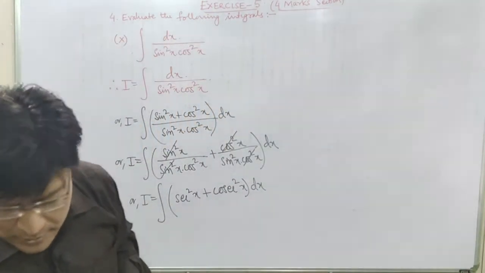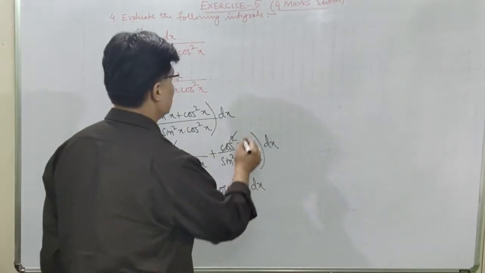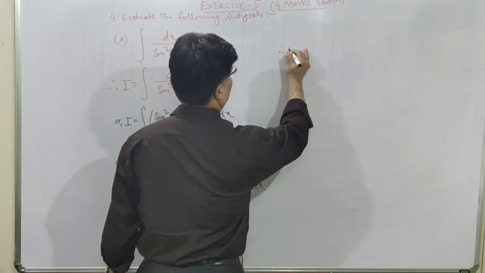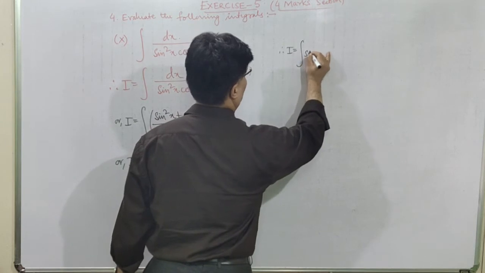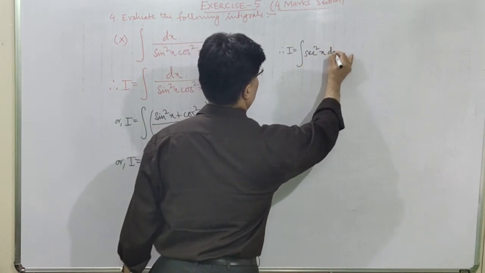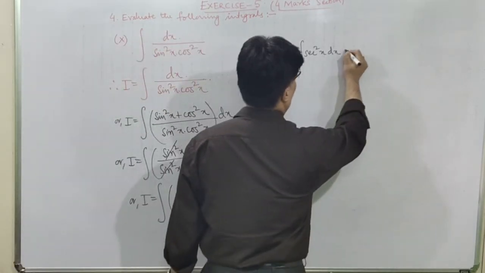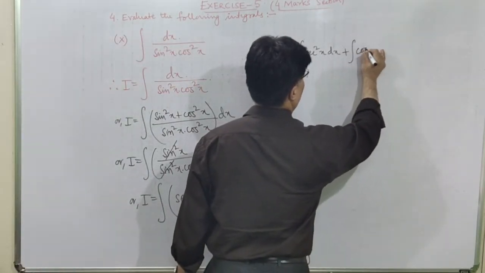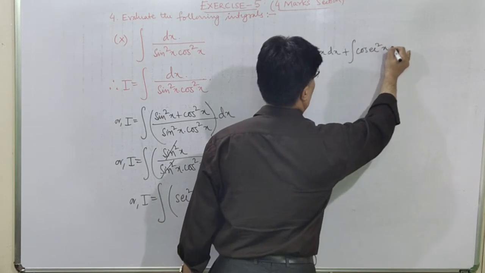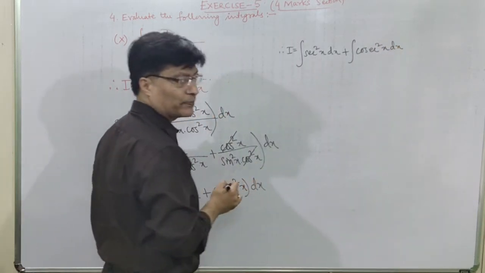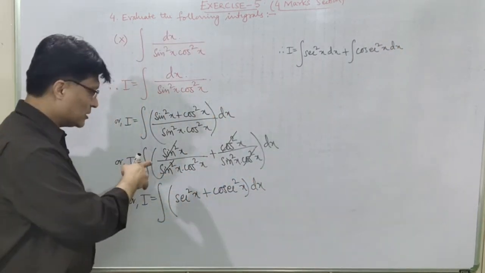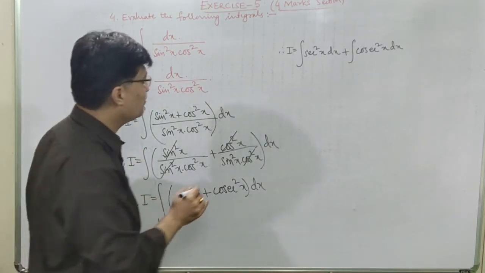So let us separate the term. So now in this case, therefore I is equal to integration of sec square x dx, then plus sign is there, plus integration of cosec square x dx. I think you have understood it. Since there is plus sign, you can easily separate them.